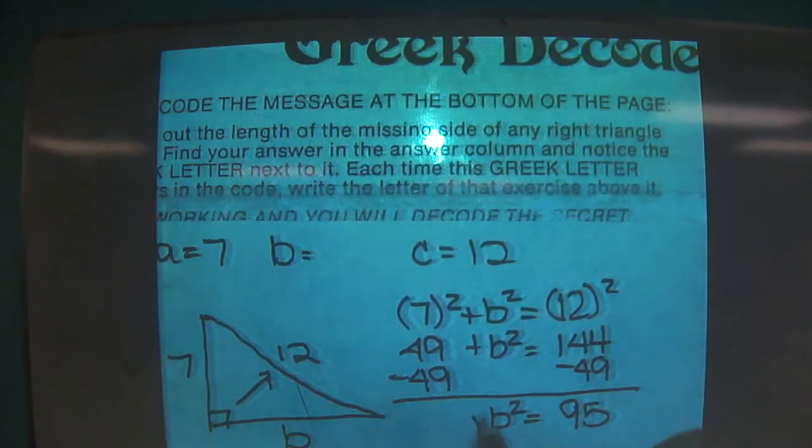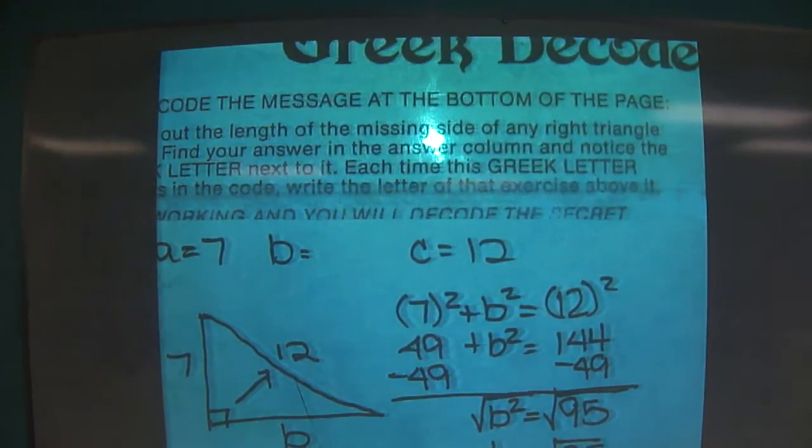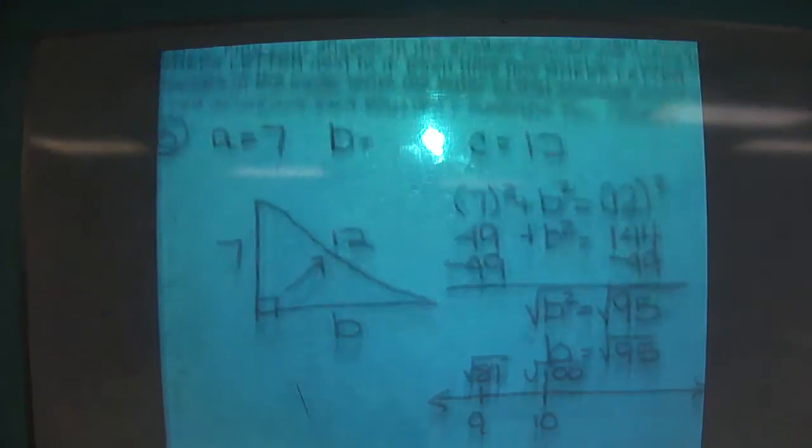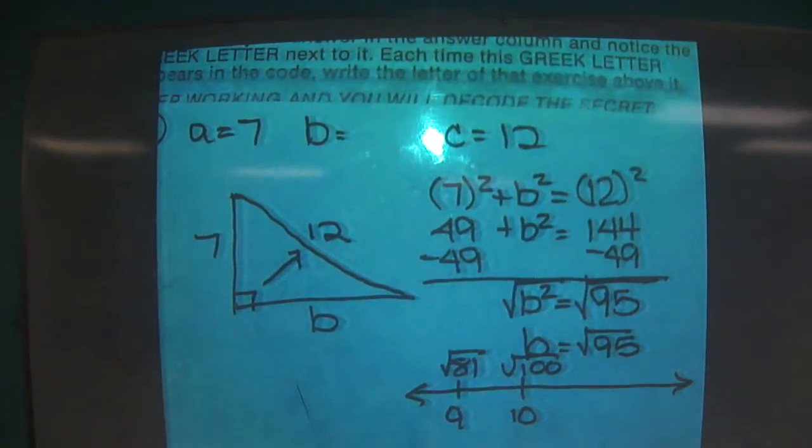Then take the square root of B squared and the square root of 95. So B is equal to the square root of 95. Again, if you're having to figure it out, we know that the square root of 81 is 9. The square root of 100 is 10, and 95 falls between those two squares, but closer to 10.